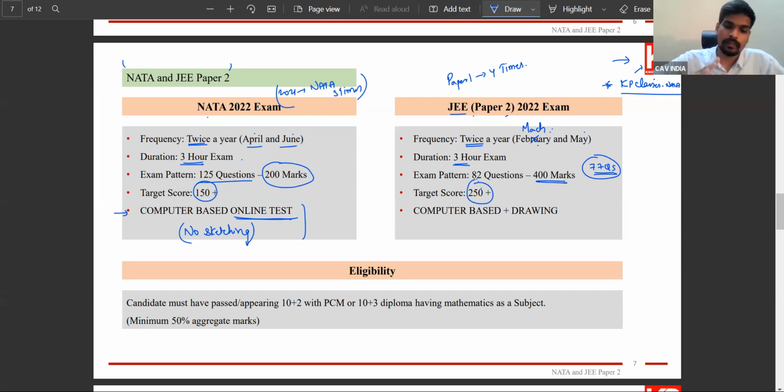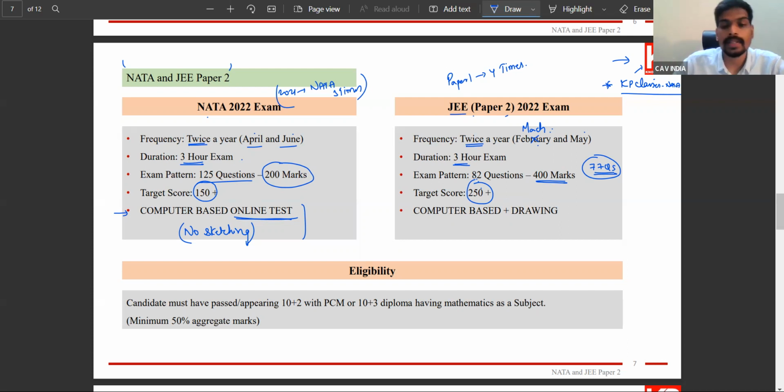Now, above 250, if you can push your score to almost close to 300, you can be assured of getting into the best colleges like SPA Delhi. Getting a score of about 250 plus is in most cases sufficient to get into SPAs and NITs in general.